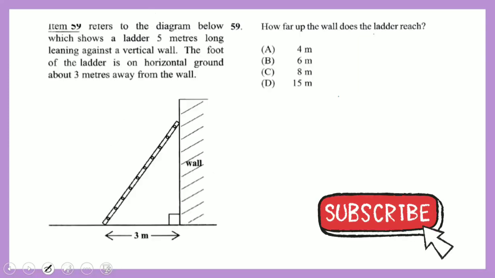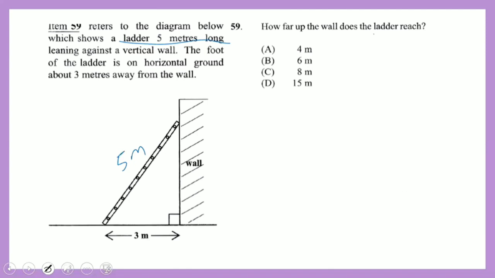So see there. Number 59, it says we have a ladder 5 meters long, leaning against the wall. And if you've gotten really good at this, you already kind of can pick up the answer. It's how far up the wall does the ladder reach? The foot of the ladder is on horizontal ground, 3 meters away from the wall. Now you see 5 and 3, and the 5 is the hypotenuse.